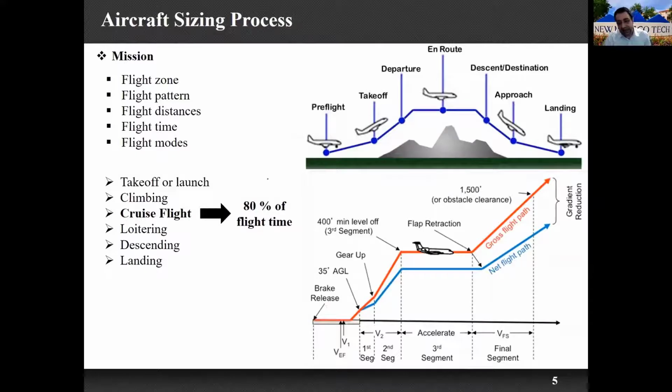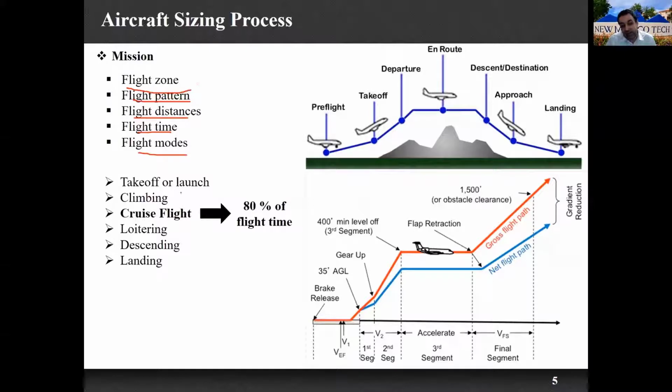So again, if you want to summarize what we discussed, we need to know our flight zone, flight pattern, flight distance, flight time, and flight modes. For example, if our airplane flies, we should have different flight scenarios. It can be takeoff, launch, or hand launch. If we have a big airplane with a landing gear, it is going to take off automatically from the runway. If we have a smaller drone like this flapping wing, it should be able to hand launch, right? So we are going to hand launch it.